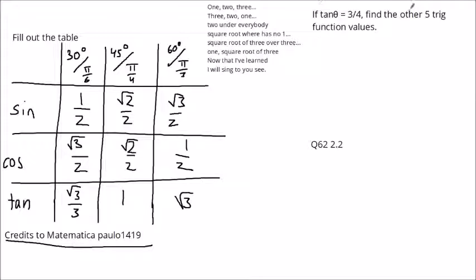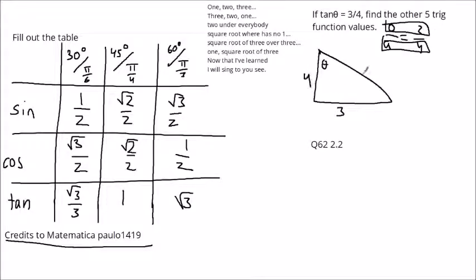So tan theta is 3 over 4. Find the other 5 trig function values. Let's see. That's theta. Tan theta is 3 over 4, so opposite over adjacent is 3 over 4. Opposite is 3, and adjacent is 4. This is just a really bad triangle, I'm sorry. So it will be 3, 4. 3 squared plus 4 squared is c squared. I'll write that down. So c is 5.